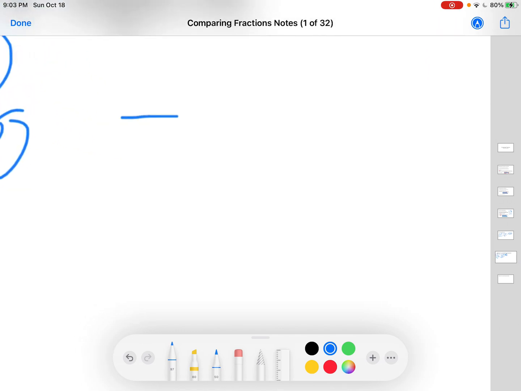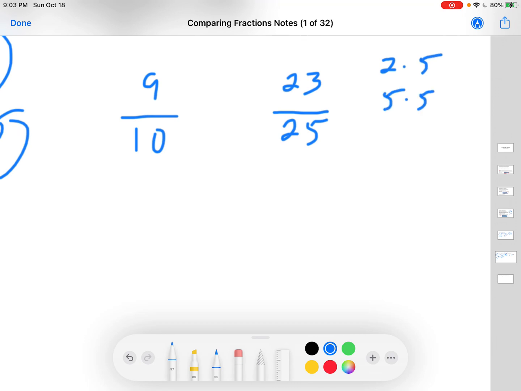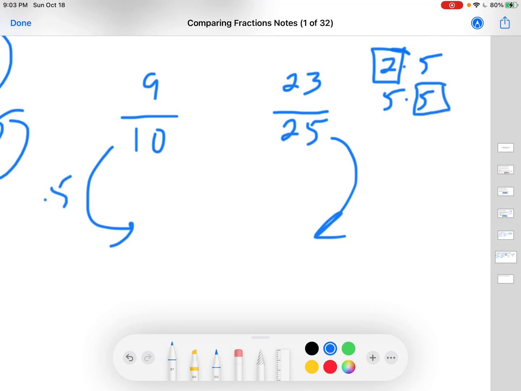So let's say we'll compare 9/10 with 23/25. Okay, so 10 is 2 times 5. 25 is 5 times 5. That means we'll multiply this one by 2, because that was the uncommon number. And we'll multiply this one by 5, because that's the uncommon number. So this is 50. This is 50.